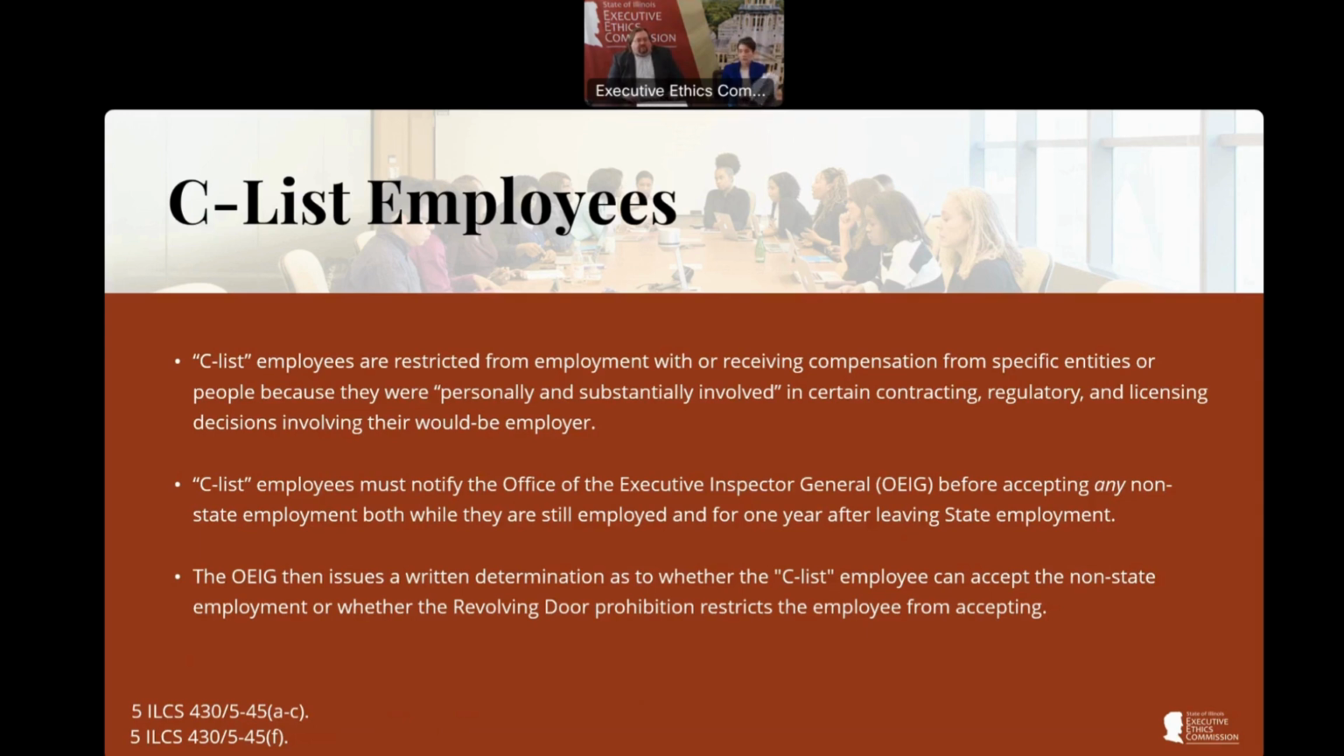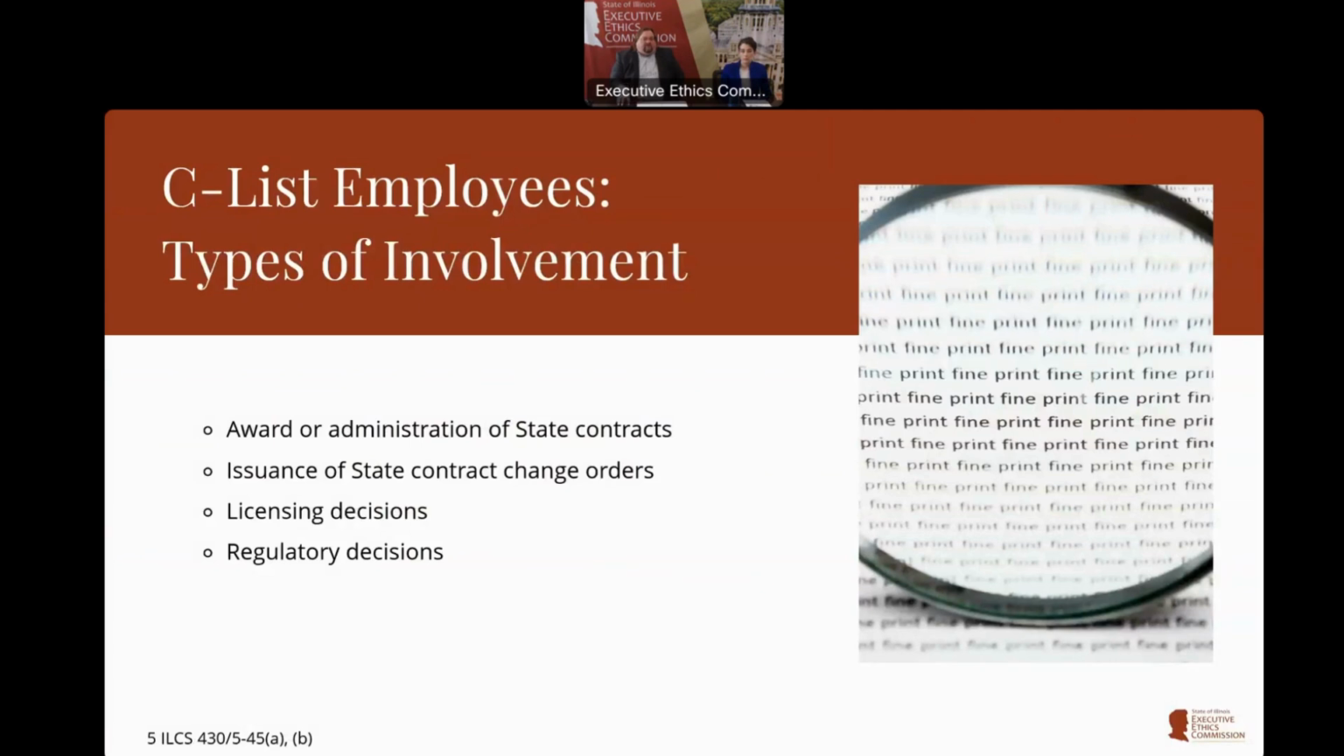So as Barbara said, we're going to break down a little bit more what types of activities qualify an employee as a C-list employee. So you see here on the slide, there are really 4 sort of large general categories, and we'll break this down. Award or administration of state contracts. And let's be clear here, state contracts do include things like grants. Those are a type of contract between the state and an entity, as well as competitively and non-competitively awarded state contracts. So when you think of procurement duties and procurement contracts, if you're involved in the award or fiscal administration, ongoing oversight of those contracts, you would qualify as a C-list employee.